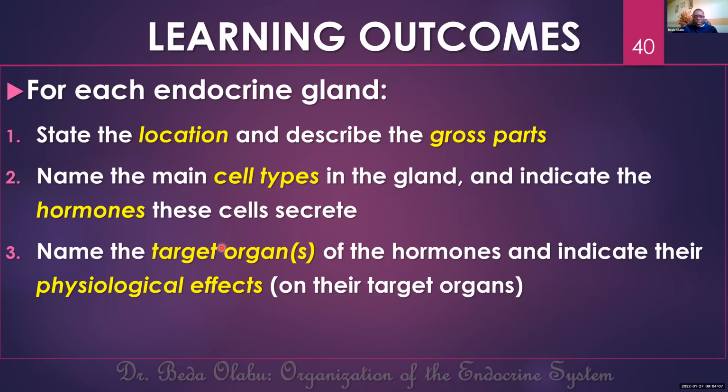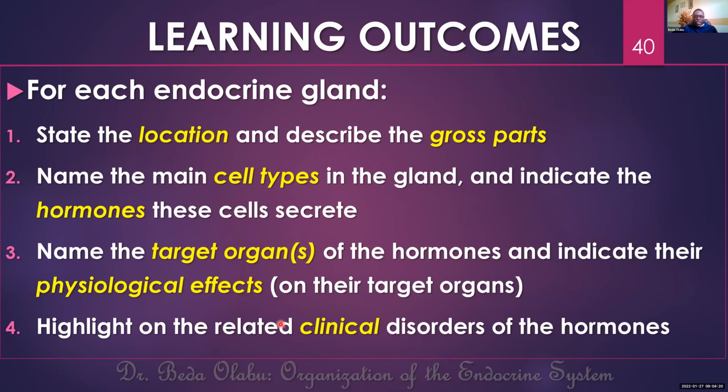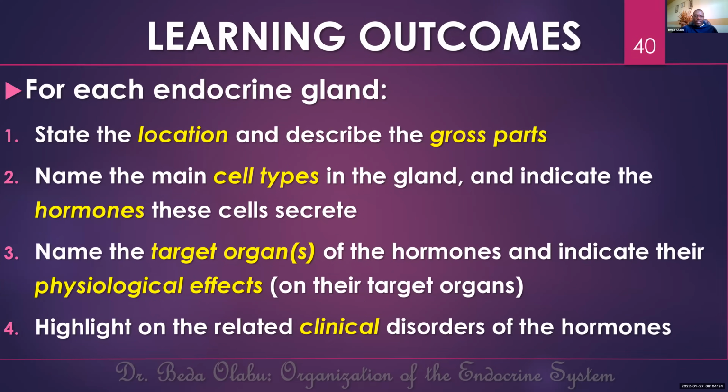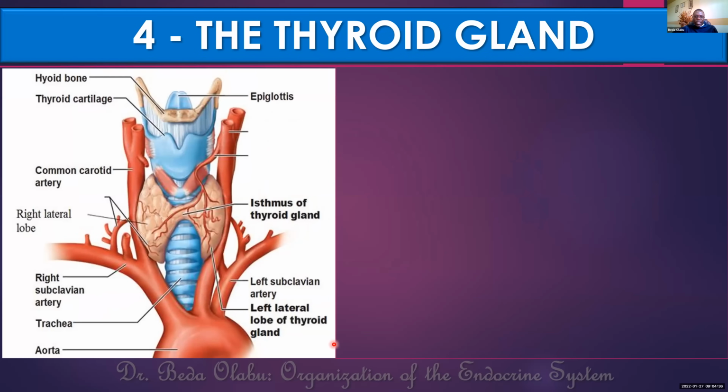And for those hormones, we then need to know where they act, that's the target organ. We also need to know the physiological effects of those hormones on their target organ. And lastly, because we are clinicians, we need to highlight some clinical disorders related to abnormal levels of these hormones. So that's what we'll do. Let's look at the thyroid gland itself.